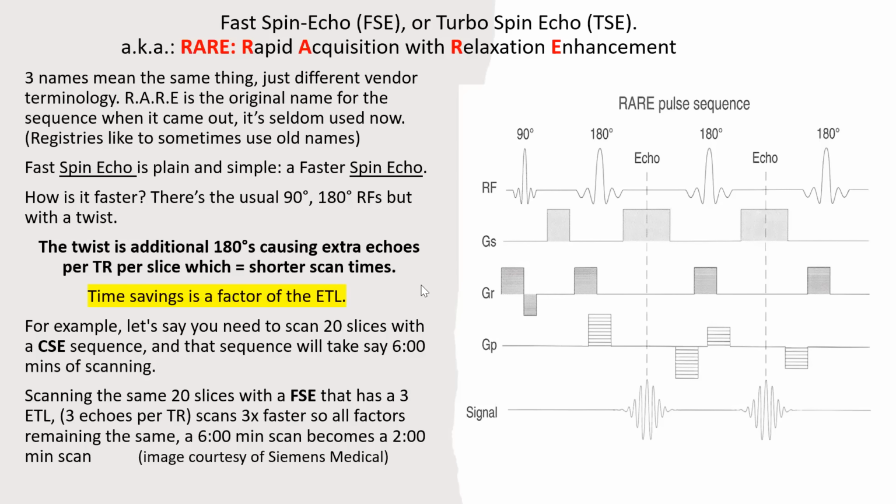So fast spin echo is plain and simple, just a faster spin echo. More 180s, more RF, more echoes, more lines of K-space filled in your TR. So in this particular case here, we've got a 3 echo train. We're filling 3 lines of K-space per slice, per TR. And for example, a 6-minute pulse sequence in spin echo land here is going to go down to 2 minutes. You're cutting your scan time by a factor of your echo train length.